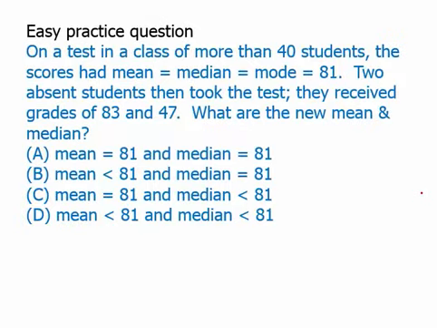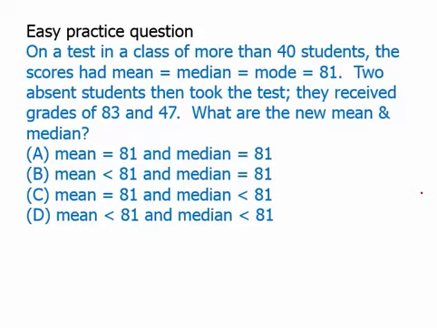So here's a practice question. Pause the video and then we'll talk about this. Okay. On a test in a class of more than 40 students, the scores had mean equal median equal mode equal 81. 2 absent students then took the test, so 42 took it all together, and these 2 students got grades of 83 and 47. What are the new mean and median?